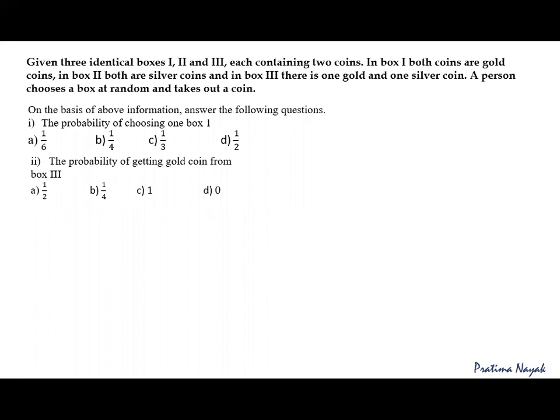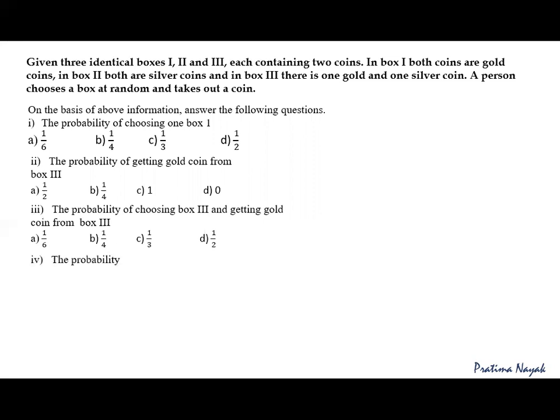There are 5 parts. The first part: the probability of choosing one box is 1 by 6, 1 by 4, 1 by 3, 1 by 2. Part 2: the probability of getting a gold coin from box 3 is 1 by 2, 1 by 4, 1, or 0. Part 3: the probability of choosing box 3 and getting a gold coin from box 3 is 1 by 6, 1 by 4, 1 by 3, 1 by 2.